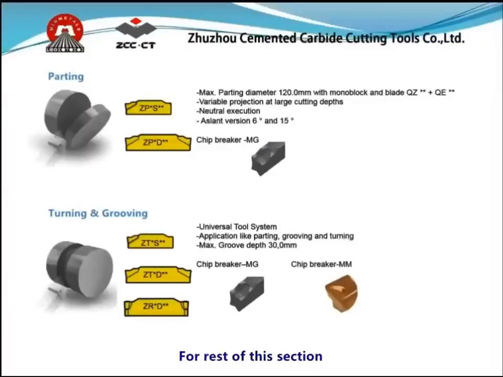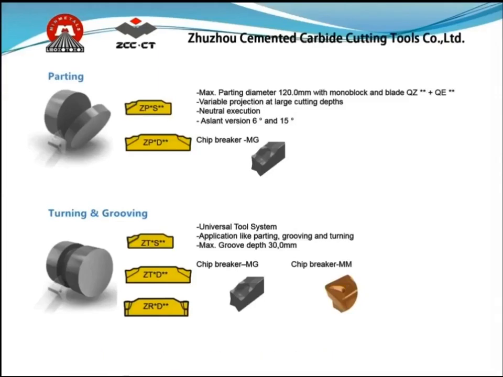For the rest of this section, we'll give a brief introduction of ZCCCT's parting and grooving products and the threading products. Firstly, the coding for parting and grooving inserts. ZCCCT has three major series. They are ZP for parting applications, ZT for turning and grooving applications, and ZR for general turning or profiling applications. The third letter indicates the locating slots. The fourth letter, D, stands for double cutting edges, while S stands for single cutting edge. The rest of the insert coding covers insert thickness, nose radius, and chip breakers.